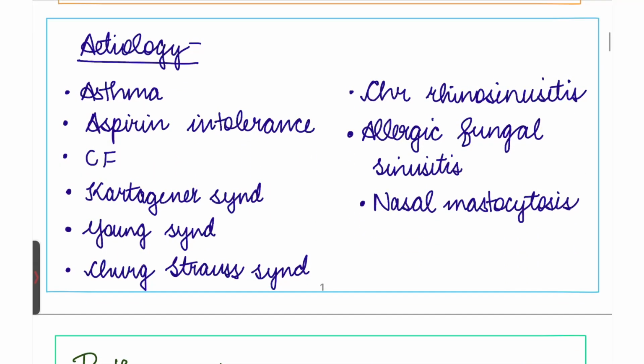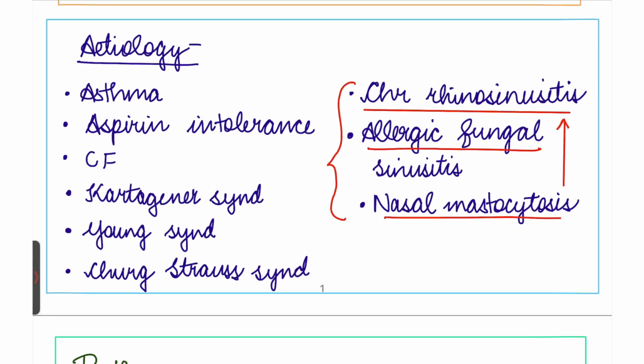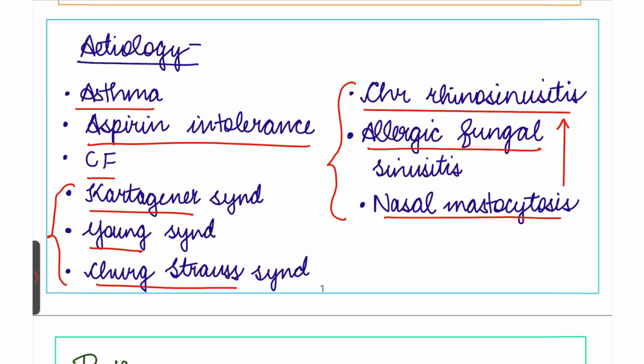Looking at the cause, the most important cause is chronic rhinosinusitis. You can bunch these three as sinusitis. The other causes are asthma, aspirin intolerance, and cystic fibrosis. Then you have three syndromes: the Kartagener, Young, and Churg-Strauss syndrome.